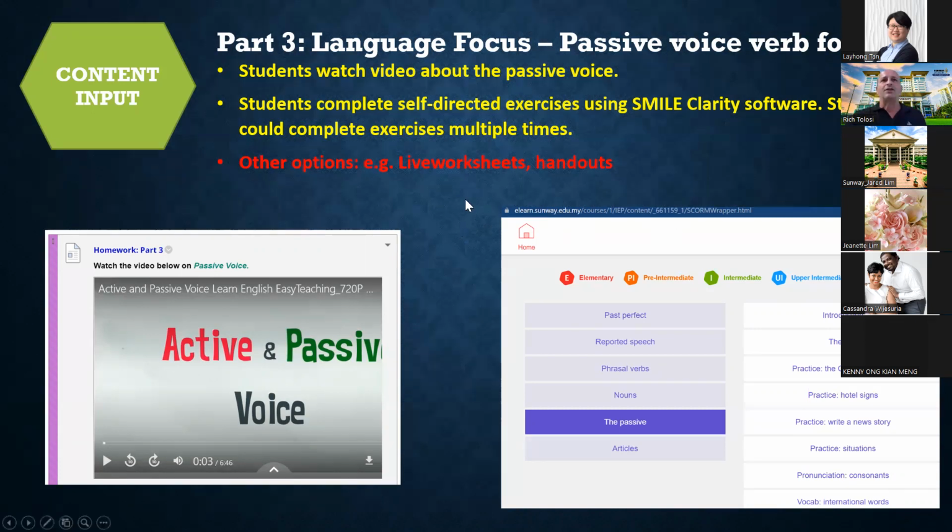Now, obviously, there are other resources out there to focus on language, whether it's live worksheets, whether you give them handouts, or some other activity where they can focus on language if that is a need for your particular lesson.